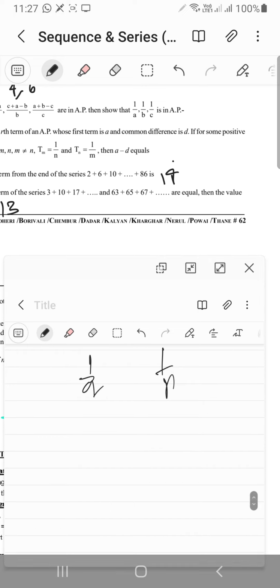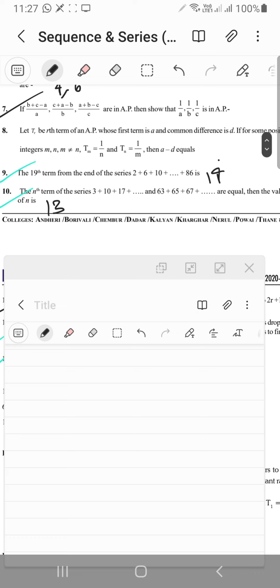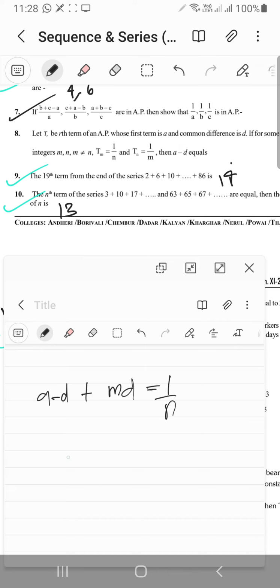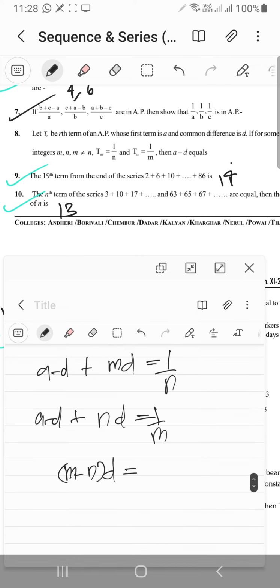Just solve this once again. What was this question? Let's read this again. So Tr is the rth term of an AP whose first term is a and common difference is t. For some positive integers m and n, Tm is 1 upon n, not 1 upon m. So a minus d plus md is 1 upon n, and a minus d plus nd equal to 1 upon m. This is a big difference. And then if you subtract this, you just get (m minus n) d equal to 1 upon n minus 1 upon m, which is m minus n upon mn. So d is 1 upon mn.